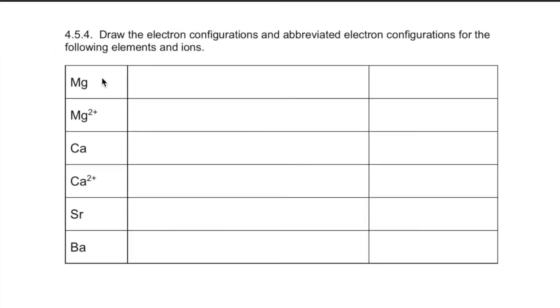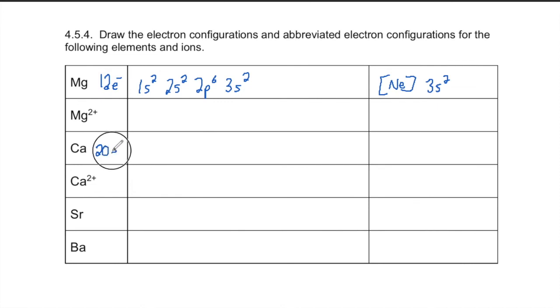These electron configurations are for the alkaline earth metals. Magnesium has 12 electrons when it is neutrally charged, or when it's neutral, uncharged. So 2, 4, plus 6 is 10, plus 2 is 12. These first 10 are the same as neon. So we can abbreviate this as neon with 2 more electrons in the 3s orbital. Again, let's skip these ions for now and take a look at just the neutral elements.